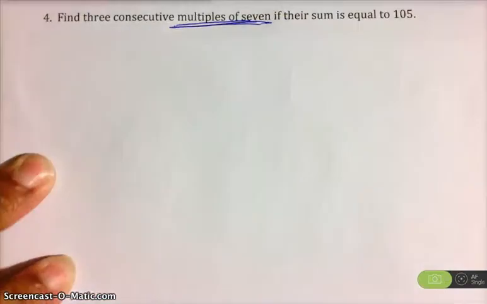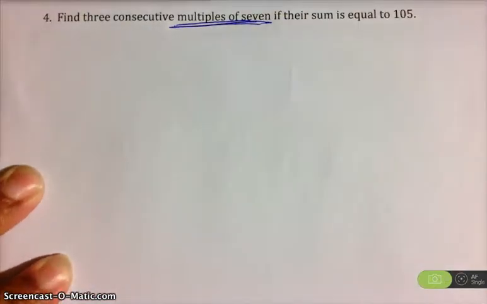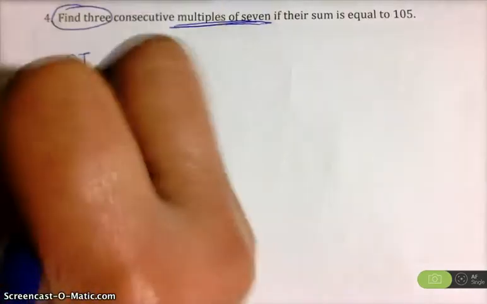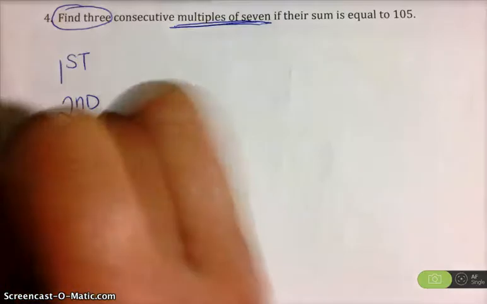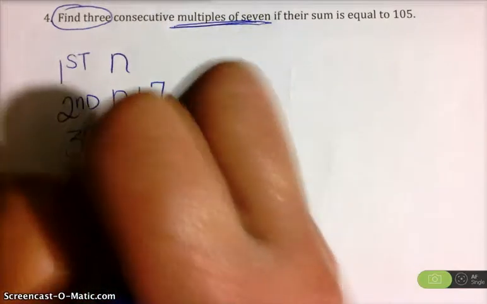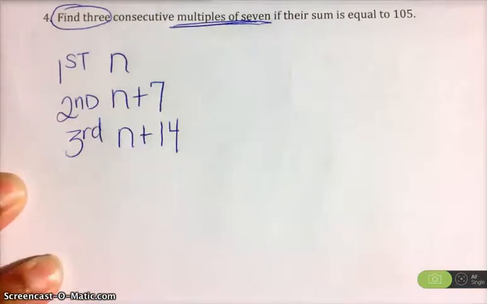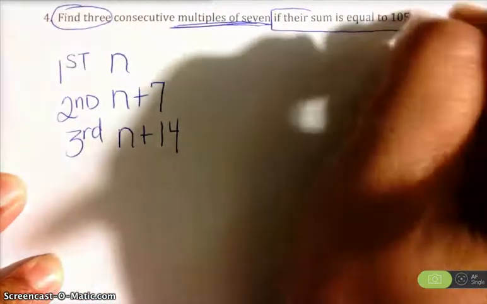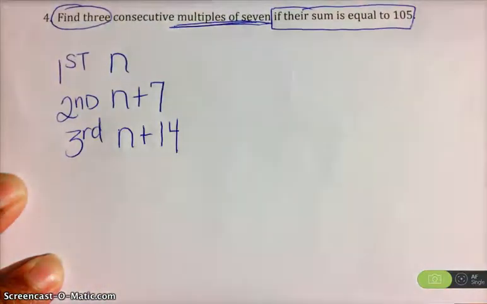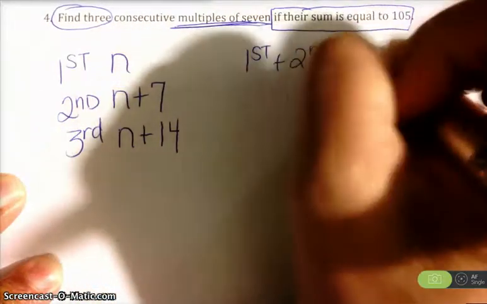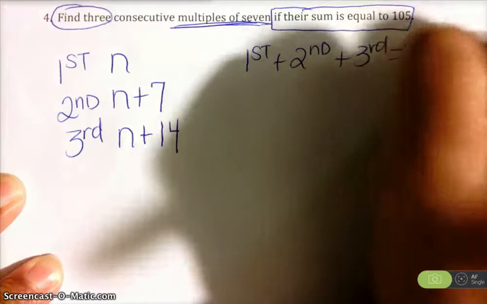Multiples of 7 means that each time the number is going to increase by 7. And we have 3 that we're going to find. So I'm going to write first, second, and third. The first one is always n. The second one this time is n plus 7. For the third one, I'm going to increase by 7 again, and that gives me n plus 14. And then it says if their sum is equal to 105. So it's going to be the first plus the second plus the third equals 105.